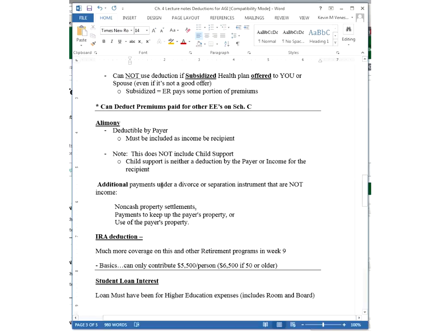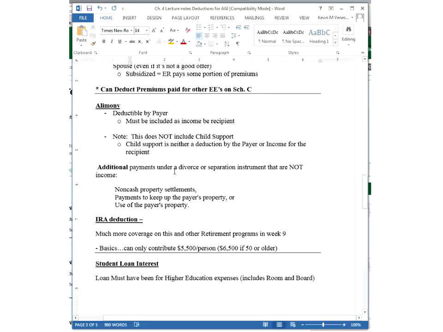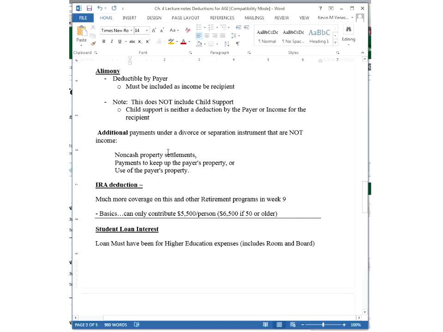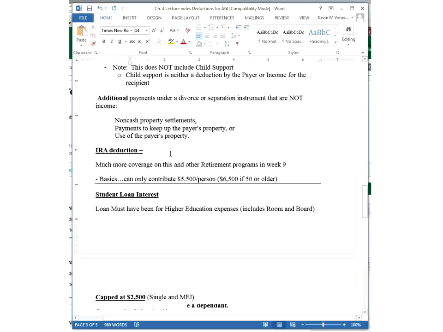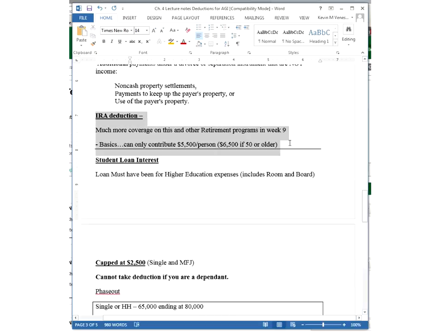Alimony, I'm not going to talk a lot about this just because Indiana is a non-alimony state. Just note that alimony is deductible if you make a payment. If you receive alimony, it is taxable. The difference being then is child support. Child support is not taxed. So if you receive it, you don't have to pay taxes on it, but if you pay it, you don't get to deduct it either. It's a big difference between alimony and child support.